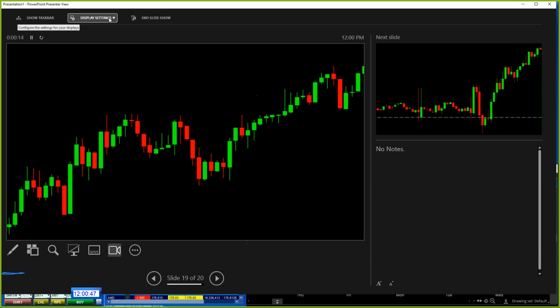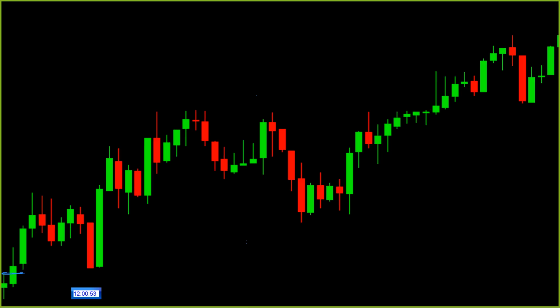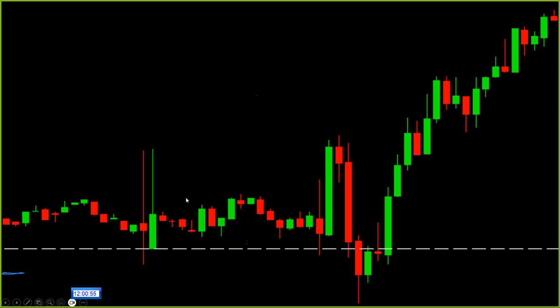Alright, so I want you to take a look at this chart. And then this chart. This chart, then this chart. Which one is easier for you to read? Which one is easier for you to interpret?